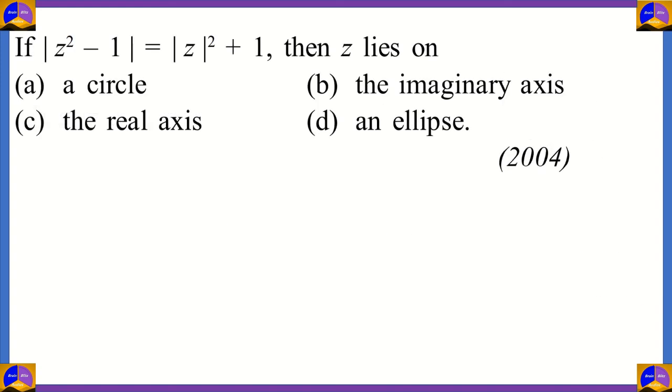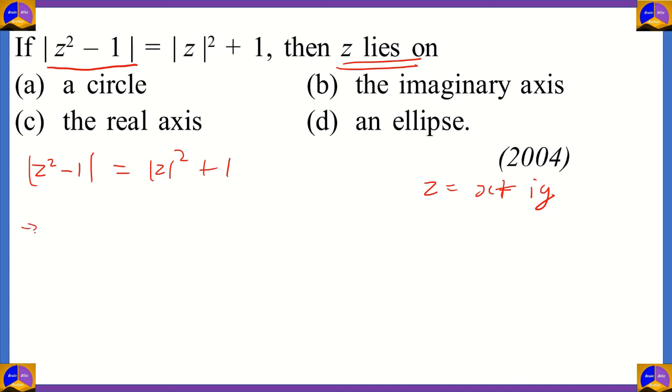Moving on to the final question of this episode. If modulus of z squared minus 1 equals modulus of z the whole squared plus 1, then where does z lie? Whether it lies in a circle, the imaginary axis, the real axis, or an ellipse. So first of all, modulus of z squared minus 1 equals modulus of z the whole squared plus 1. Now what we do is we take z as equal to x plus iy.